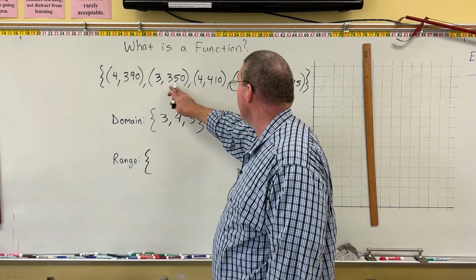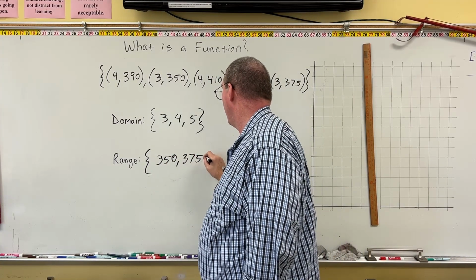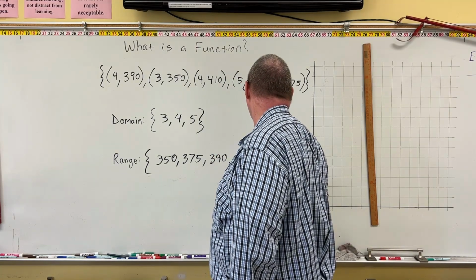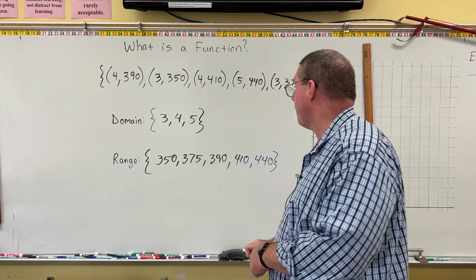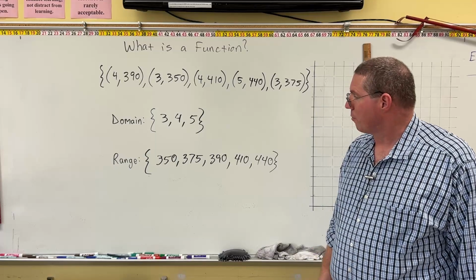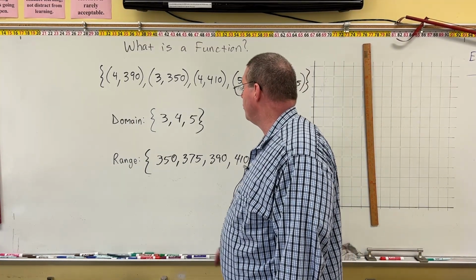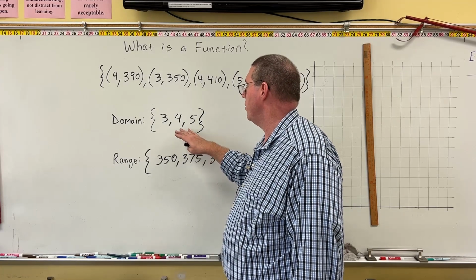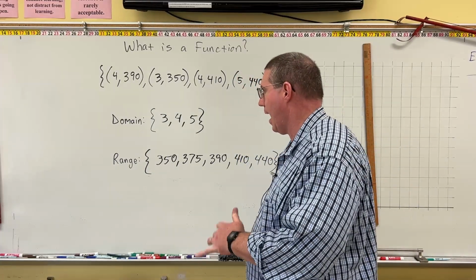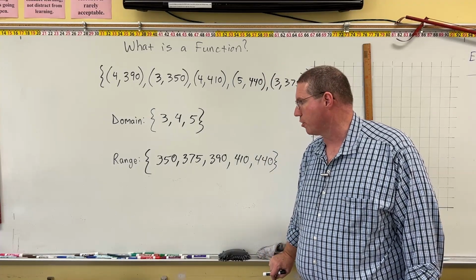As for the range, all 5 of the outputs are different, and we're going to put them in order. We have 350, 375, 390, 410, and 440. Since all 5 of the houses have different prices, we're going to include all 5 prices in the range. This clarifies a point: there doesn't have to be the same number in the domain and in the range. But in order to be a function, you cannot have more in the range than you have in the domain. Okay, that's for sure.